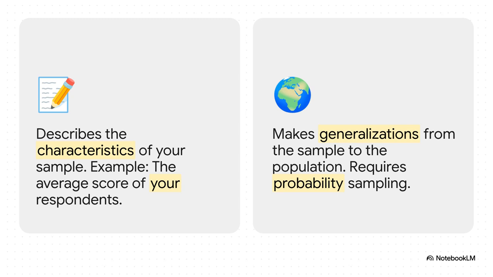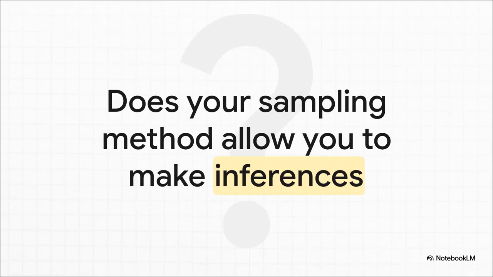And you only earn the right to cross that line, from describing to inferring, if your sampling method was random and robust. So before you run a single t-test, you have to stop and answer this question. Look back at your methodology. Did your sampling method earn you the right to make inferences? If yes, great, proceed. If the answer is no, then your intellectual honesty depends on limiting your claims to describing only the people who responded to your survey.